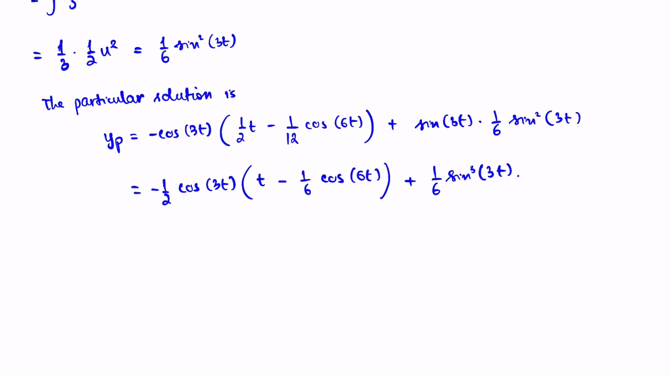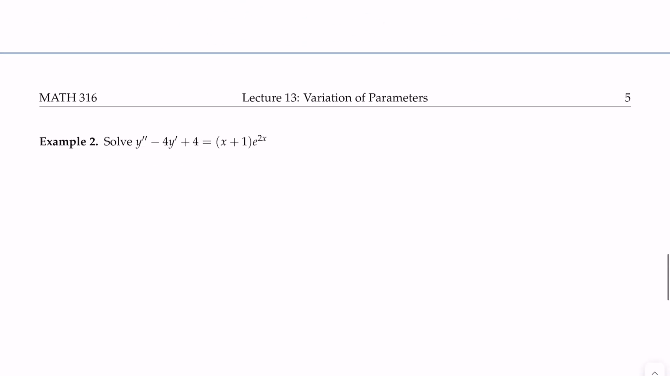Now I'm going to move on to another example, and we're still going to use variation of parameters to find the particular solution of the non-homogeneous differential equation. And the problem is set up like this. You have y double prime minus 4y prime plus 4y equal to x plus 1 times e to the 2x.